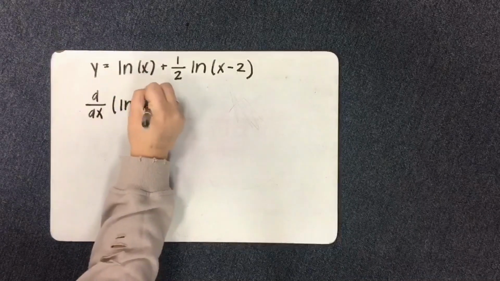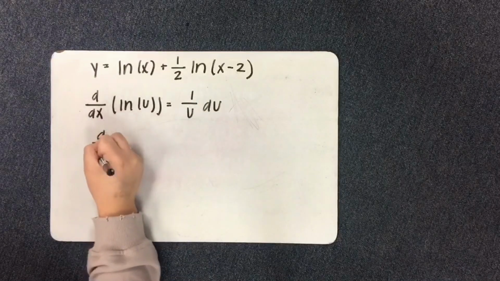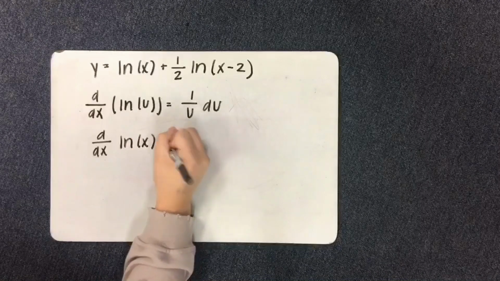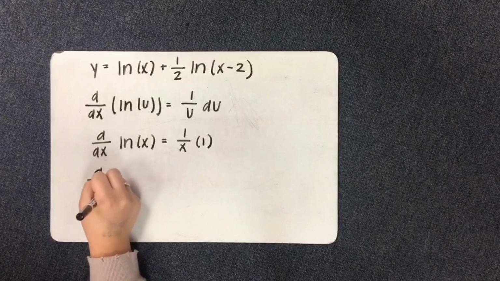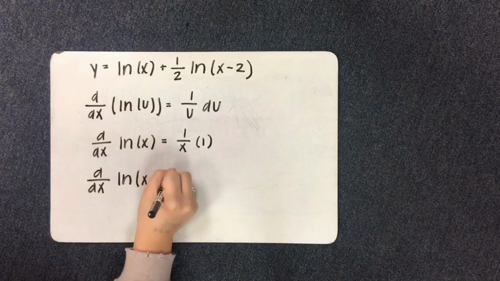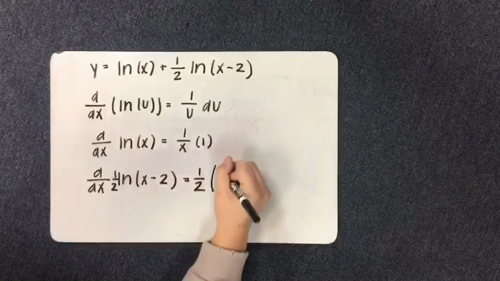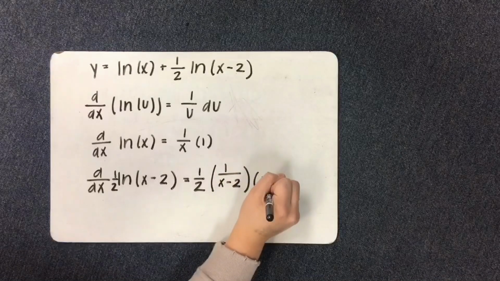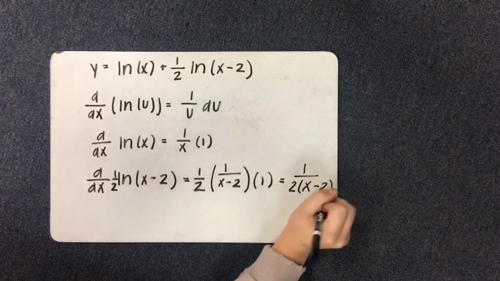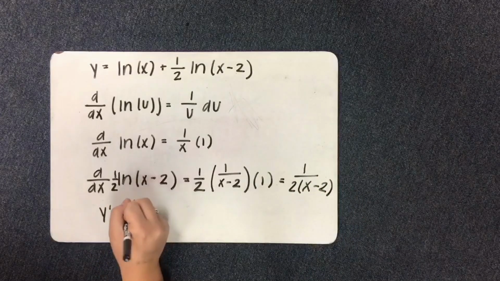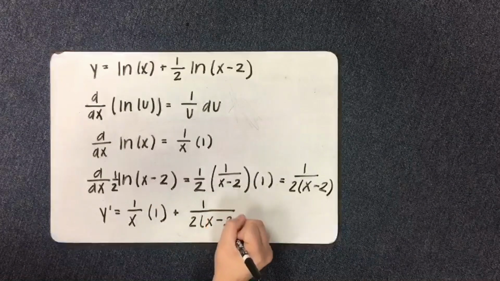Now we find the derivative. The derivative of ln of u is 1 over u times du, making ln of x equaling 1 over x times 1, and 1/2 of ln of x minus 2 equaling 1/2 of 1 over x minus 2 times 1 equaling 1 over 2 times the quantity of x minus 2, making the derivative 1 over x plus 1 over 2 times the quantity of x minus 2.